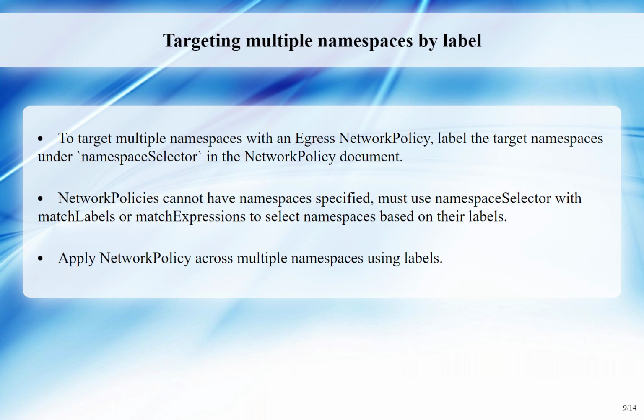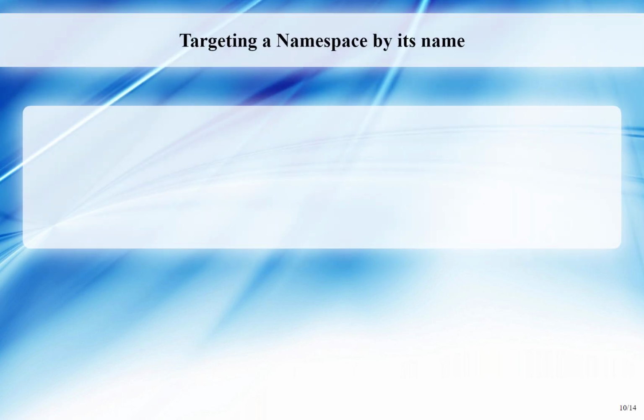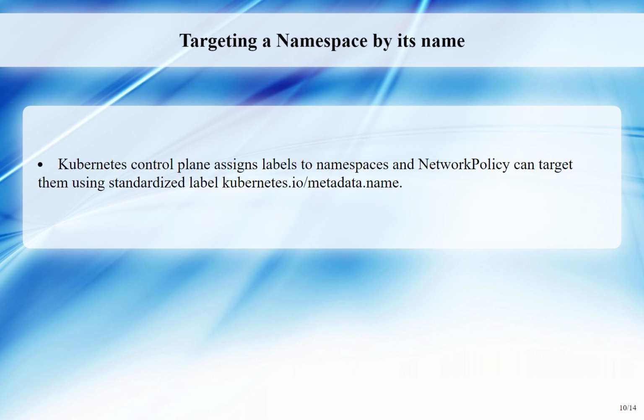Targeting a namespace by its name. The Kubernetes control plane assigns a label to all namespaces with the value being the namespace name. Network policy cannot target a namespace by name directly, but the standardized label kubernetes.io/metadata.name can be used to target a specific namespace.